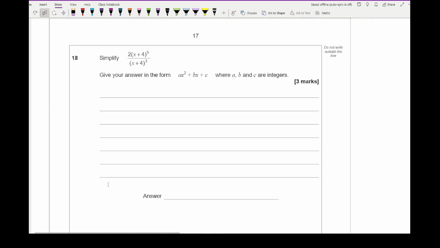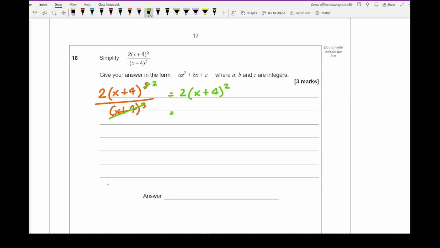Moving on to question 18, it's asking us to simplify 2 lots of x plus 4 to the power of 5 divided by x plus 4 cubed. And the question is asking us to give our answer in the form of ax squared plus bx plus c, where a, b and c are integers. So if I just start by writing out that fraction again. What can you see from both top and bottom is that I've got x plus 4. Now at the bottom I've got 3 and at the top I've got 5. So I take out the lowest power. So I'm going to take x plus 4 cubed away from both the numerator and the denominator. So all I'm going to be left with is 2 lots of x plus 4 squared.